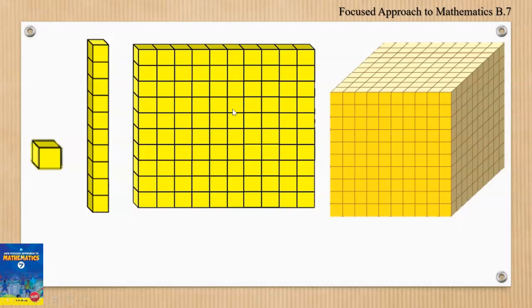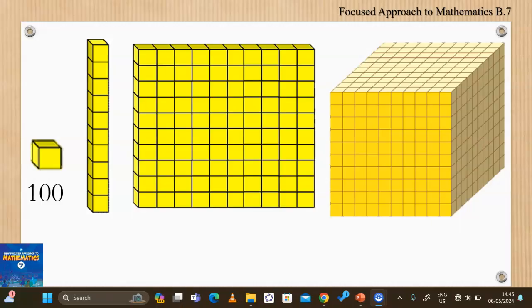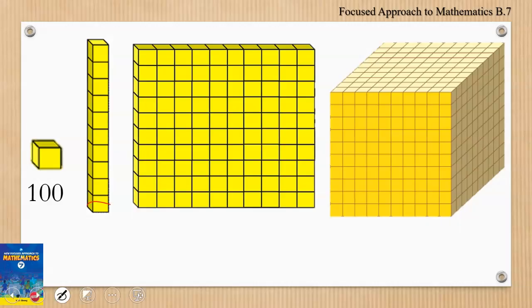Now, this is what we call a multi-base block. In this video, we are going to model this cube as 100. And if we have 100, another 100, another 100, up to 10 of them, that will give us 1,000.